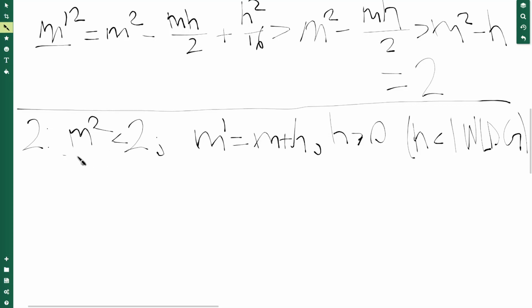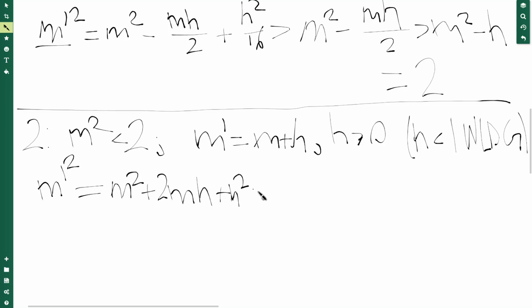Well, now we need to fit this condition. We need to make sure m prime is actually in E3. That's very important. So let's take m prime squared. Well, that's going to be m squared plus 2mh plus h squared.